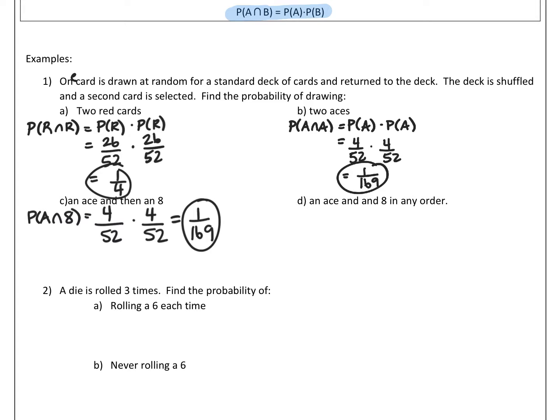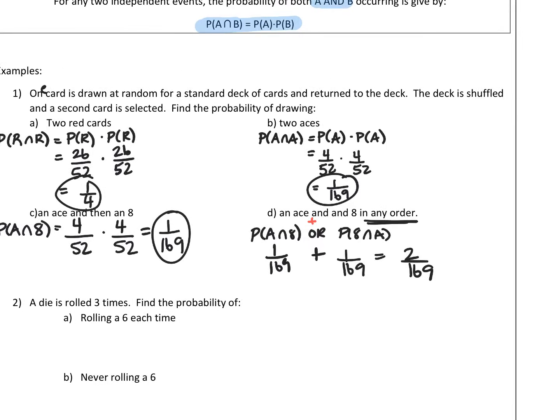The probability of getting an ace and an 8 in any order. What that means is that I can get an ace and then an 8, or I can get an 8 and then an ace. Remember that the word or means I'm going to add them together. So the probability of getting an ace and then an 8, we've already done that. It's 1 out of 169. Plus an 8 and an ace is going to be the same thing again. So this is 2 out of 169.